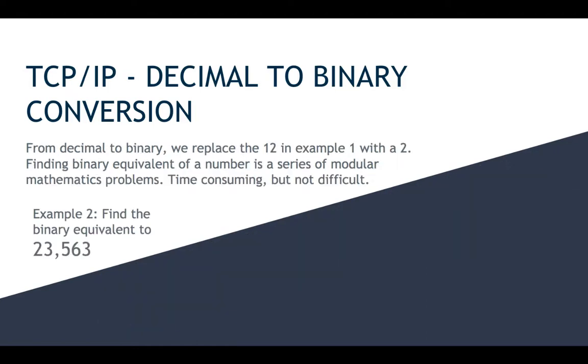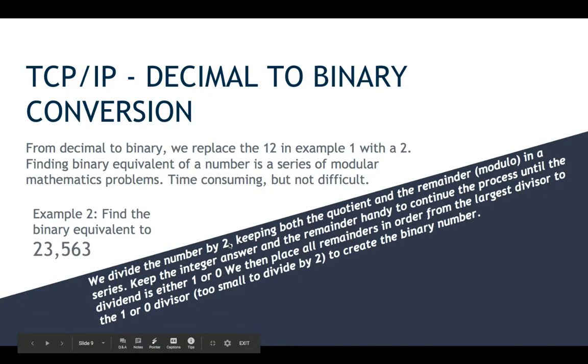All right, from decimal to binary, we replace 12 in example 1 with a 2. Finding the binary equivalent of the number is a series of modular mathematics problems. Time-consuming, but not difficult. Find the binary equivalent to 23,563.